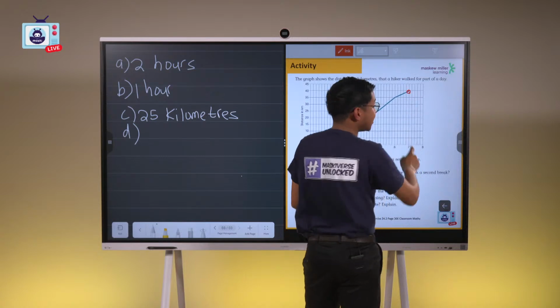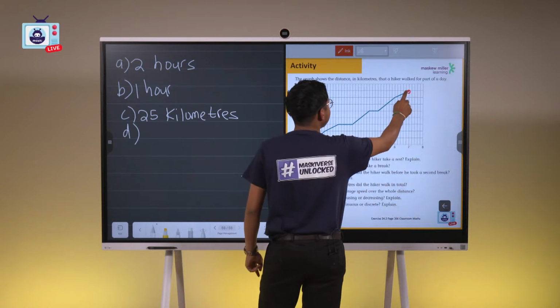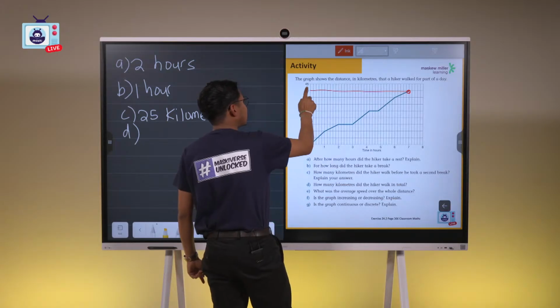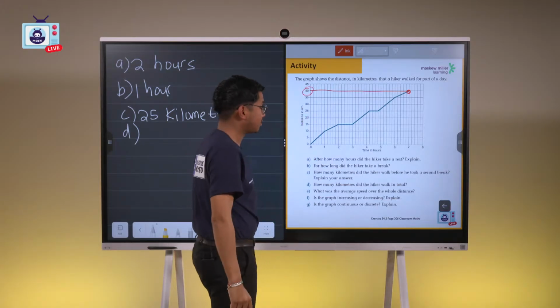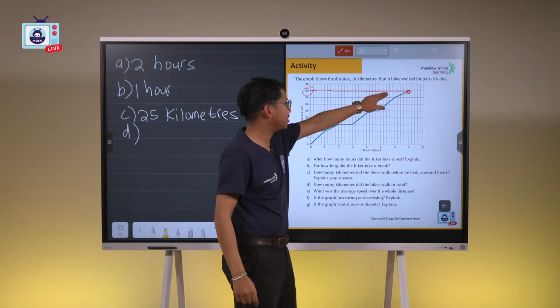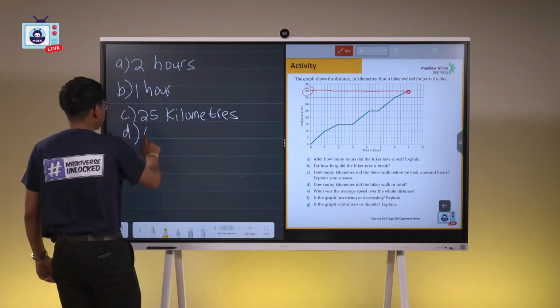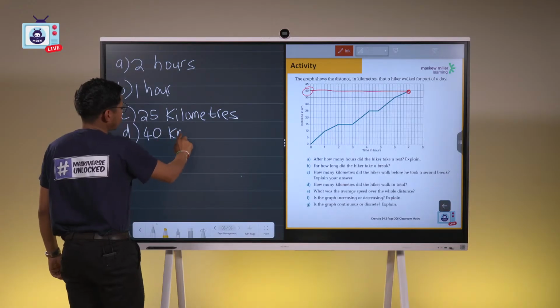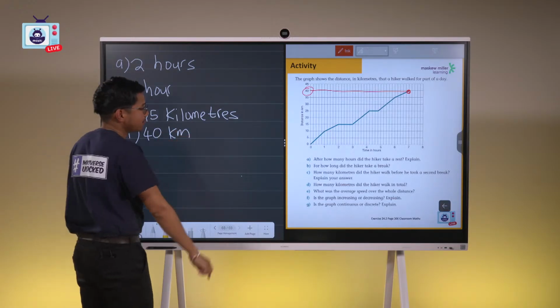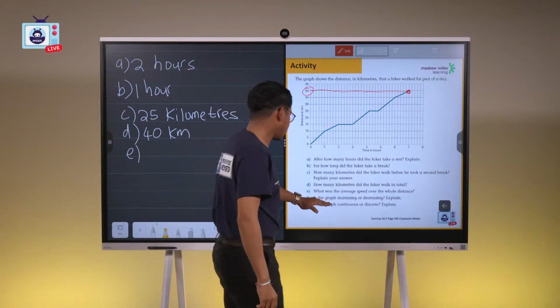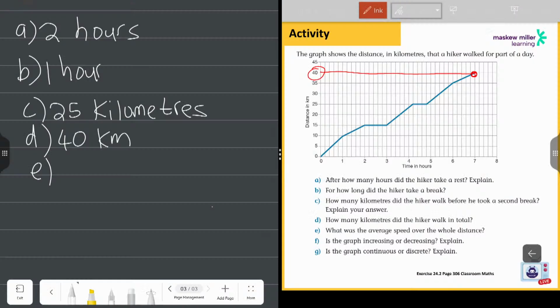So I'm going to go to my dependent variable, and I'm going to see how much distance he has covered in total. That was what? 40 kilometers, right? I just go across to my dependent variable to see how much distance has been covered. So here it is, 40 kilometers. That's a lot of kilometers he has covered in that space of time. And then the next question is asking by E, what is the average speed over the whole distance?